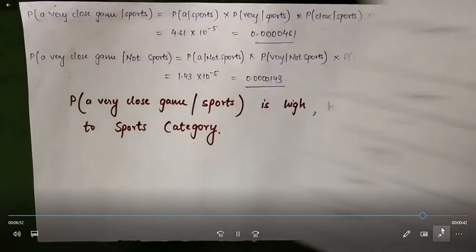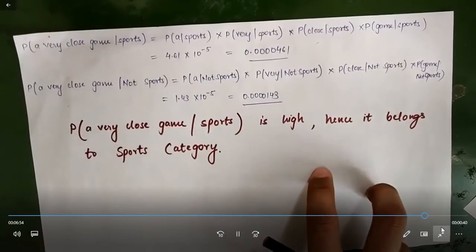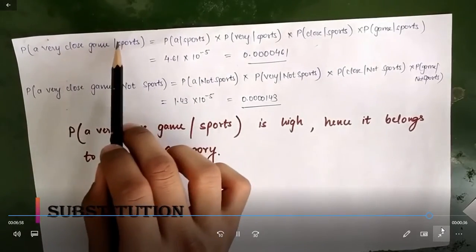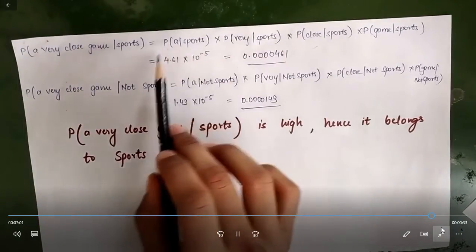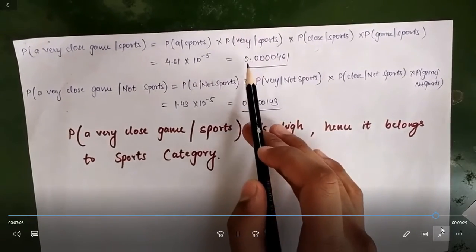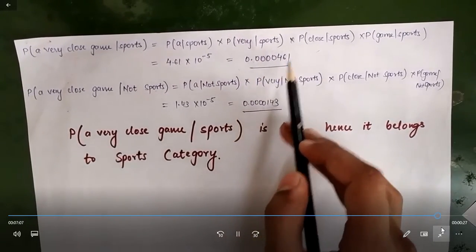Okay, so now after finding all the probabilities, we will put them in our final formula, that is the probability of this sentence belonging to the sports category. Substitute all the values, then calculate it. The answer will be 0.40 into 461.